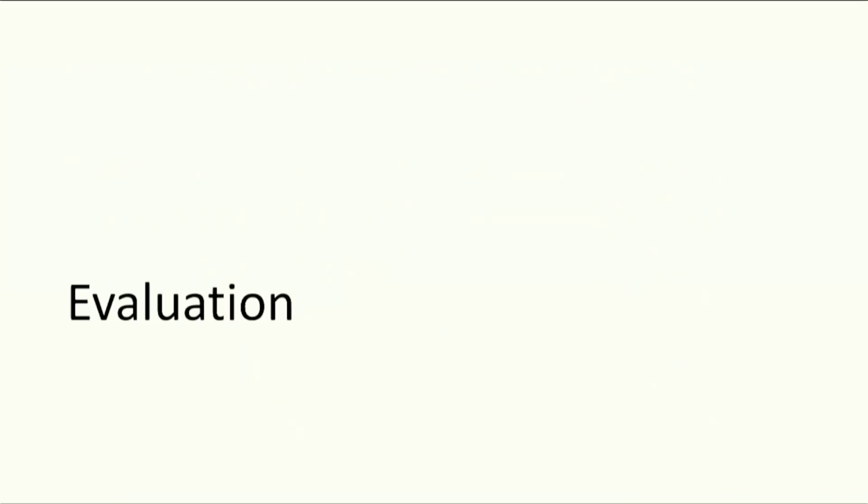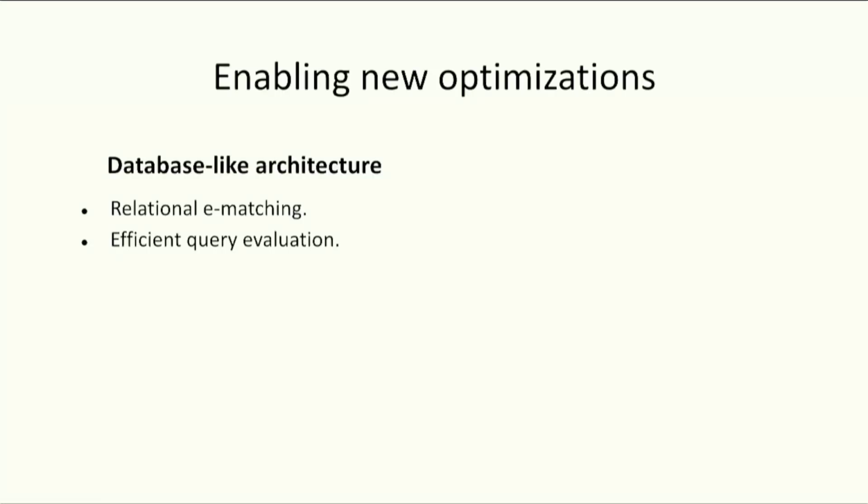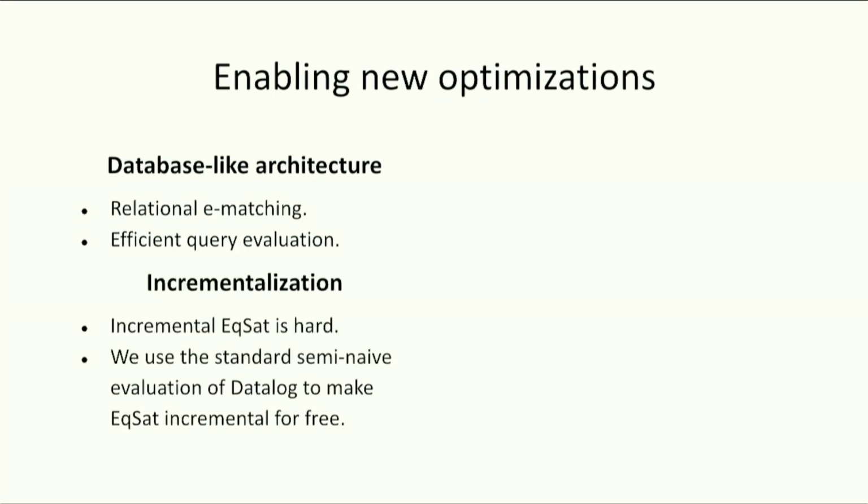So now we have seen the core mechanism of egglog. We evaluate egglog with 3 experiments. So first, we compare with state-of-the-art equality saturation frameworks. And because of egglog's database-like architecture, we're able to use relational e-matching for free, as well as efficient query evaluation algorithms from the database community. Moreover, egglog is the first system that supports incremental equality saturation. So incremental EqSat is known to be very hard, but we use a standard semi-naive evaluation from the Datalog world to make equality saturation incremental, basically for free.